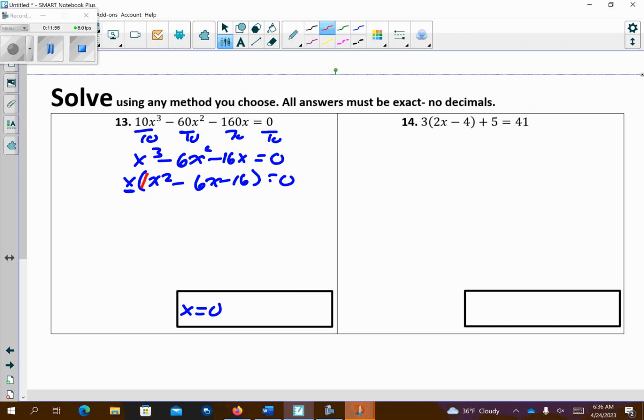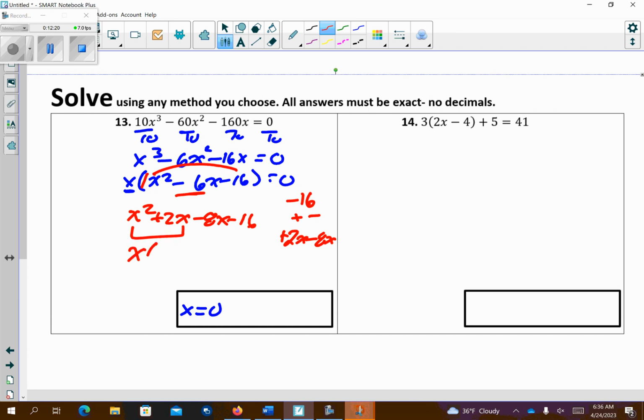Now I'm going to put a 1 out front. I get negative 16. So I know I have a positive and a negative. So the factors of 16 are 1 and 16. Well, that's not 6 apart. 2 and 8. 2 and 8 definitely will work. So positive 2x minus 8x is going to give me 6x. So I'm going to get x squared plus 2x minus 8x minus 16.